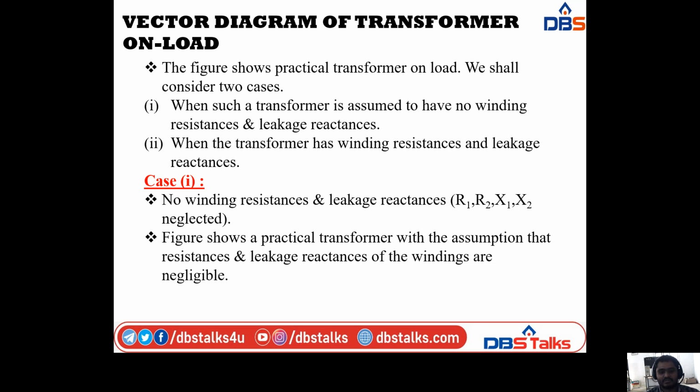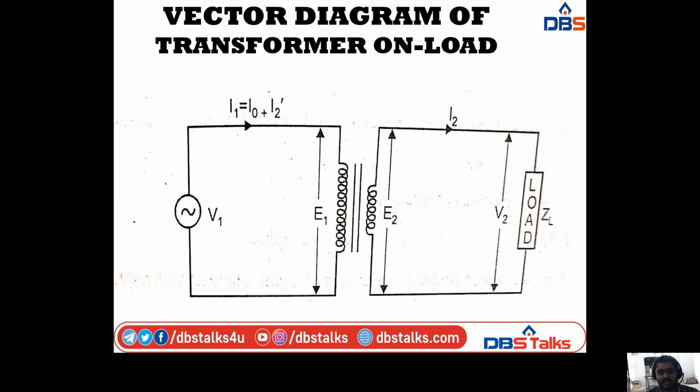The diagram shows a practical transformer with the assumption that resistances and leakage reactances of the winding are negligible. So this is the diagram representation of that one. Here I am not considering R1, X1 and R2, X2. The diagram will show like this. Here we have V1, I1, E1, E2, I2, V2, ZL.